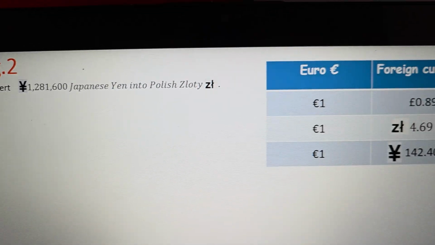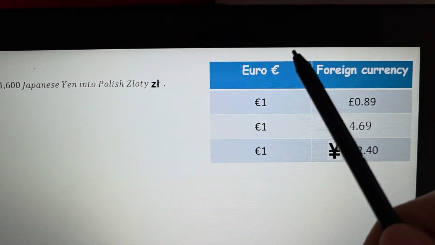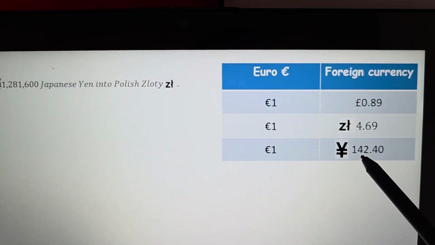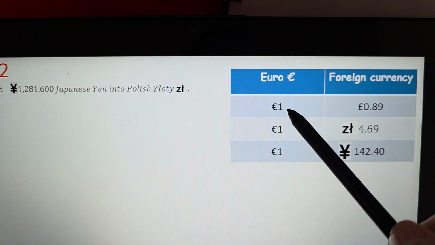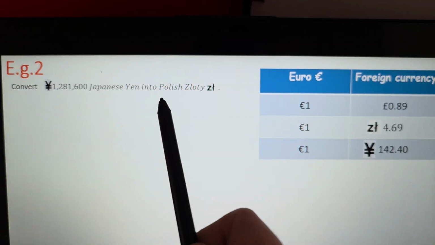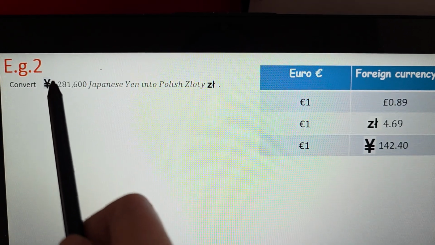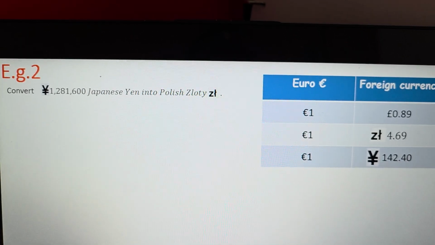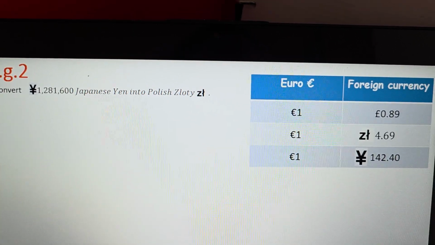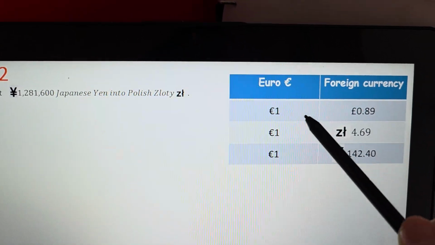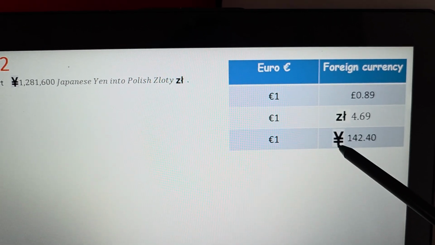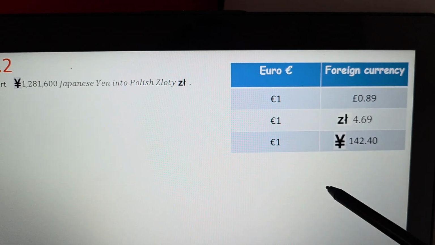Okay. These are the exchange rates. You've got euro to pound sterling, you've got euro to zloty, and you've got euro to yen. Now, I will not be using the euro to sterling, not here anyway, because all they said was convert yen to zloty. You do not have a yen to zloty exchange rate. You have a euro to zloty exchange rate, and you have a euro to yen exchange rate.